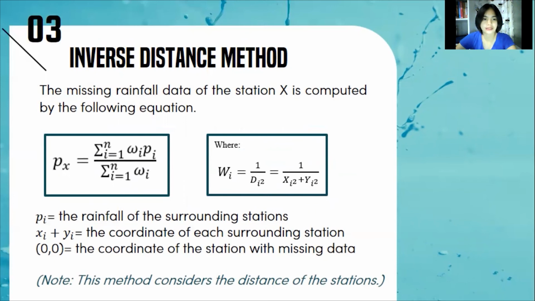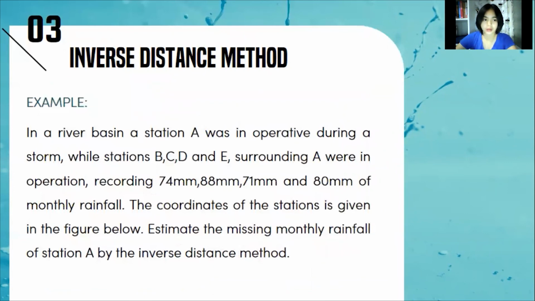The missing rainfall data of station X is computed using the following equation, where Pi corresponds to the rainfall of the surrounding stations. Xi, Yi is the coordinate of each surrounding station, and coordinate 0, 0 refers to the coordinate of the station with missing data. So we have an example.